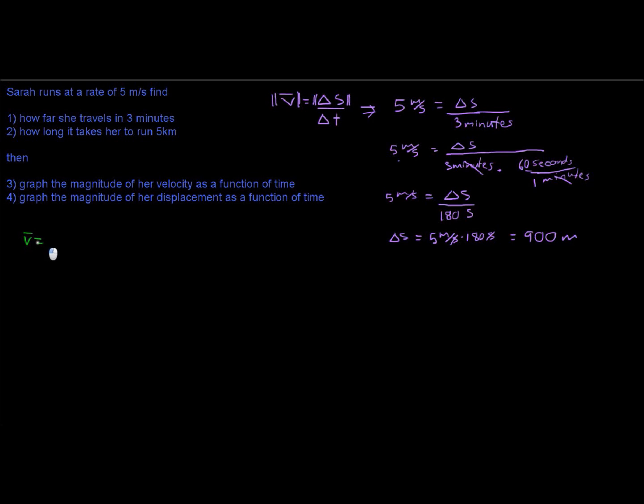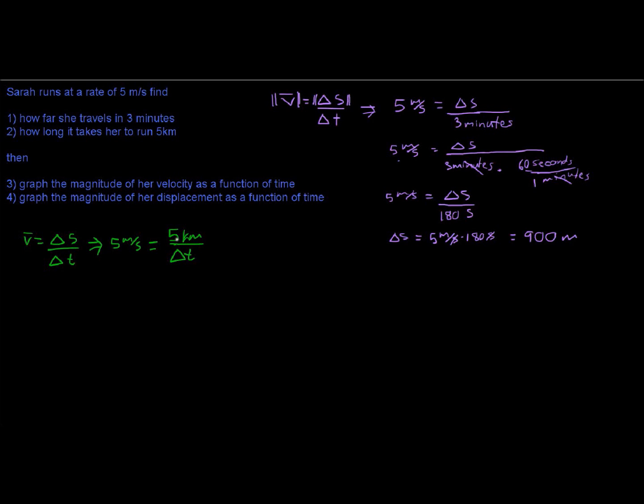The average velocity is going to be equal to the change in displacement over the change in time. Now, this time, we still know velocity, so we can still say that 5 meters per second is going to be equal to the displacement. But this time, we know the displacement. The displacement is 5 kilometers. But this time, what we don't know is time, so we're going to have to leave that as delta t.